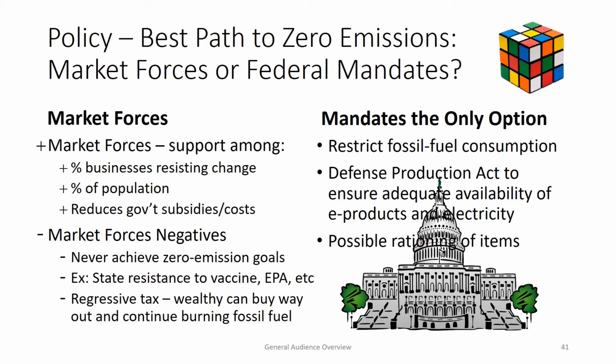So is that fair? The mandates appear to be the only option. So what the mandate would do in some fashion is restrict fossil fuel consumption. I think it also should include implementation of the Defense Production Act to ensure there's adequate availability of electric products and electricity. We saw earlier that, on demand, we're not sure how we're going to meet all the demand, so we've got to address that as well. And it also might include possible rationing of items. I know that probably gets some people upset, but at least think about it.